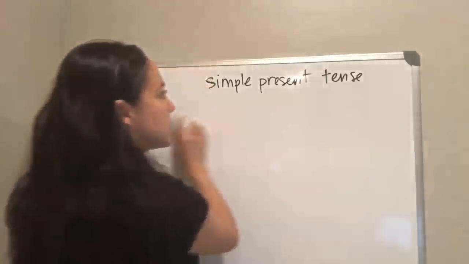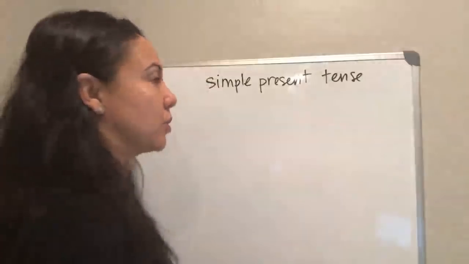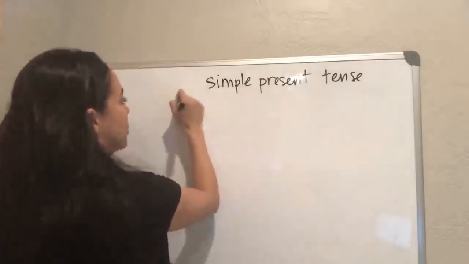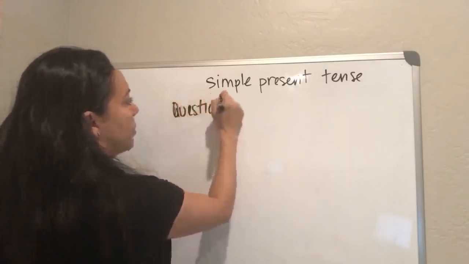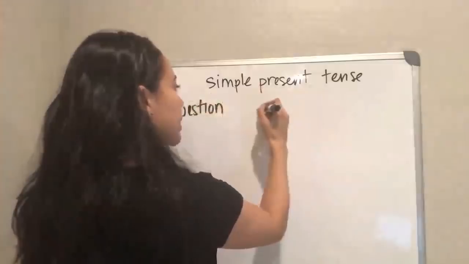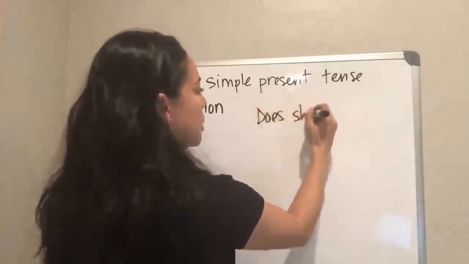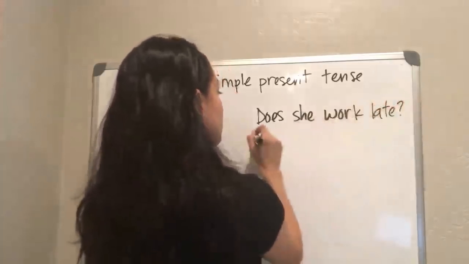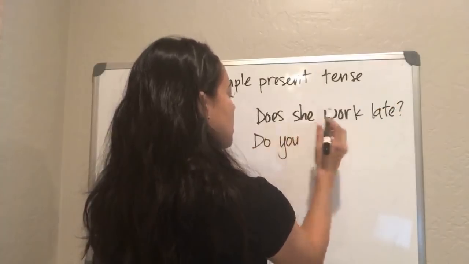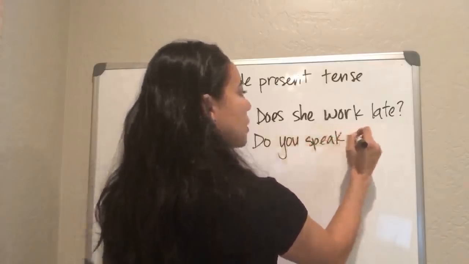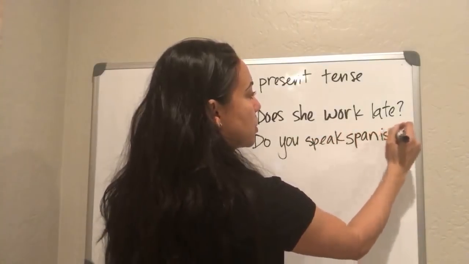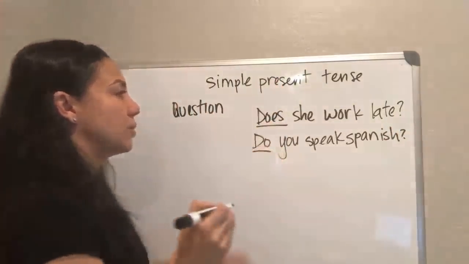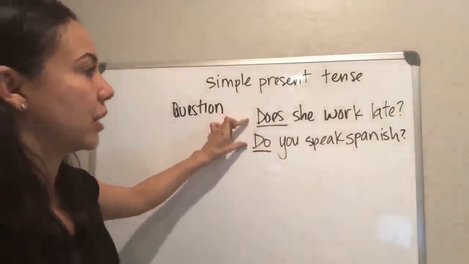And then always, always, always, whenever we ask a question, we're gonna put that verb first, okay? So we'll ask a question, and we're gonna put that, does she work late? Do you speak Spanish? Okay, so we are going to take that does and don't, and we're gonna make it positive and put it at the front.